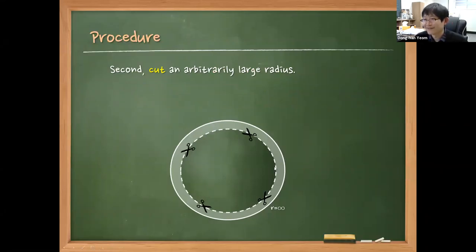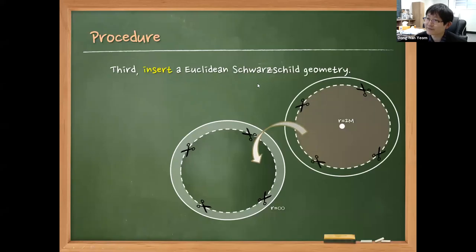I believe that this figure is very intuitive. So you cut the space-time by a scissor. And then what I want to do is to insert black hole geometry to this center. The third stage is that here is the Schwarzschild Euclidean geometry. And again, here I cut the same radius according to this dashed circle. And move this disk and insert to the asymptotic Minkowski background.